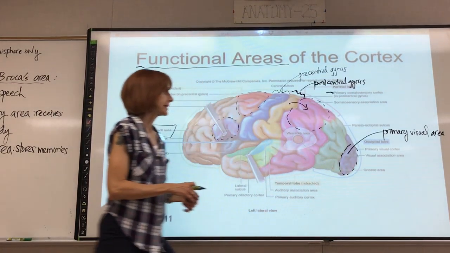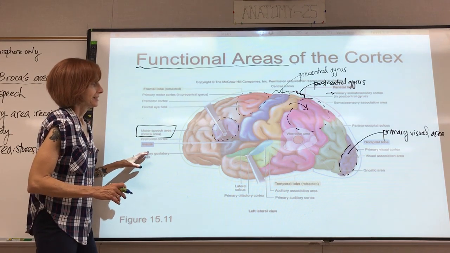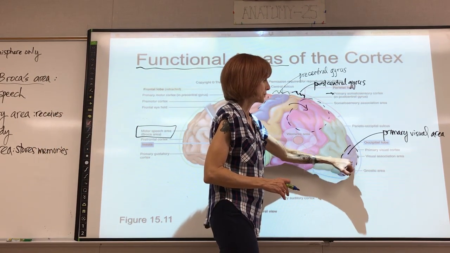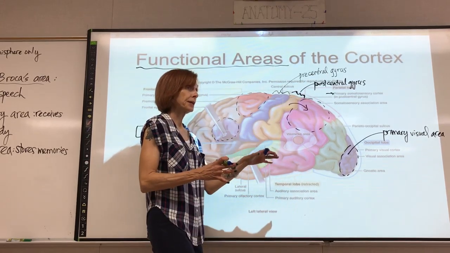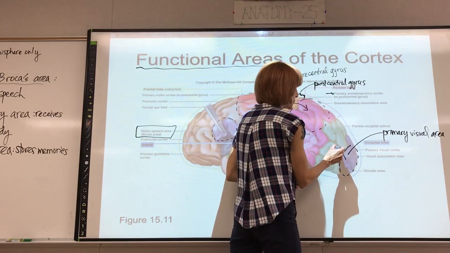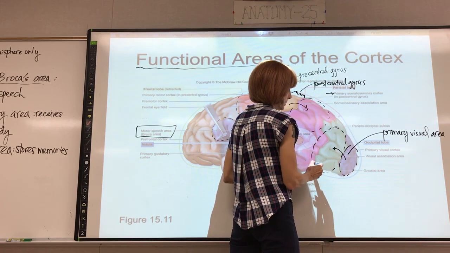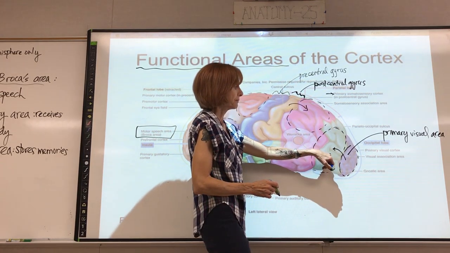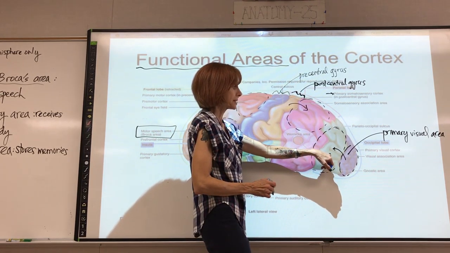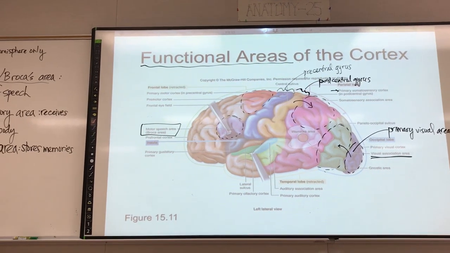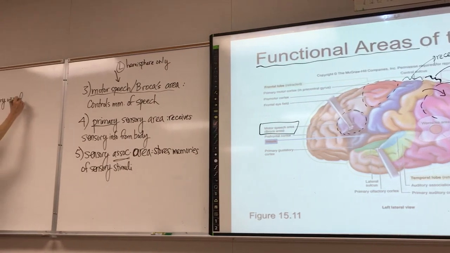Kind of interesting because the eyeballs are way out here, and so that information has to go all the way back to the most posterior part of the brain. From here, those visual images will now go into this area just in front of the primary visual. This is called the visual association area. Okay, visual association area. So again, the primary area is the area that first receives the visual images.